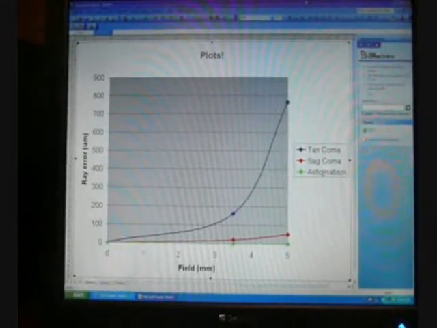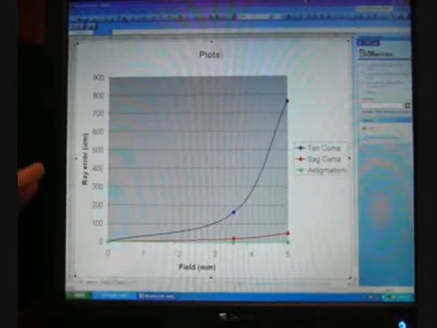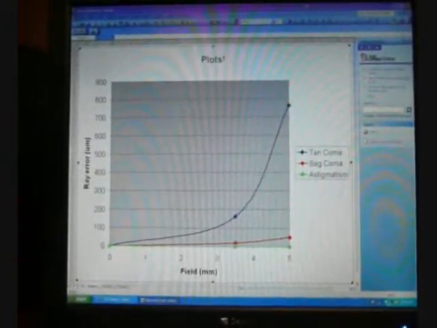So we're going to compare these graphs to what Code V gives us when we put in the lens prescription off of the Newport website and see how close we are in the post lab.